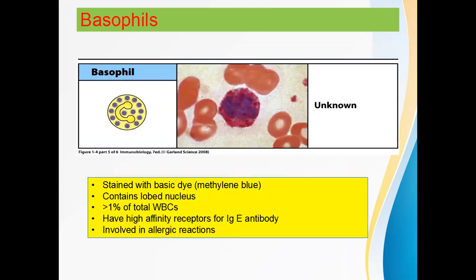In the next part, we will be looking into the basophils. Basophils, as the name suggests, are stained with the basic dye, methylene blue. They contain a lobed nucleus. They are less than 1% of total WBCs and they have high affinity receptors for IgE antibody. They are involved in allergic reactions.